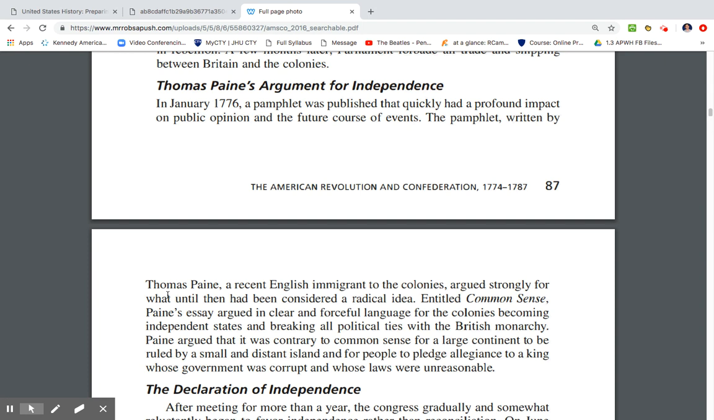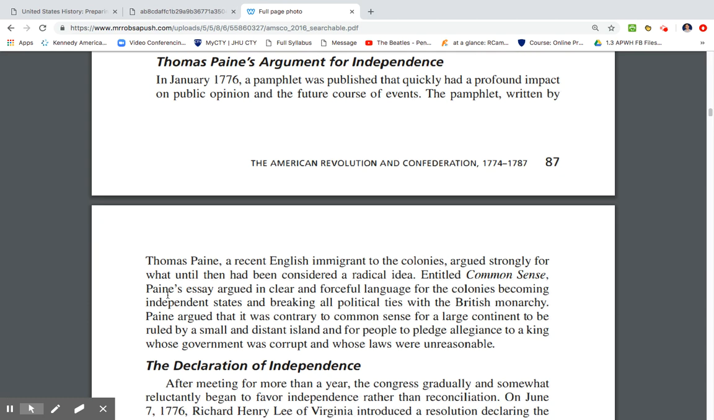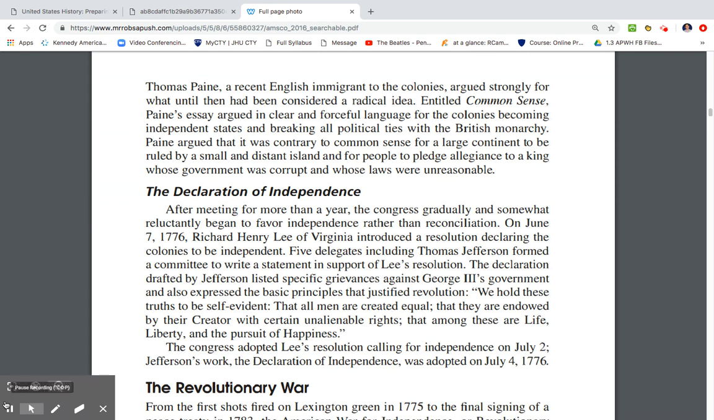So remember, there were a lot of colonies that did not necessarily want independence, but Thomas Paine's common sense argued: why is there such a small little island that's ruling over such a large land where they are so distant and far away? We need to declare our independence. So this would be the push that would push a lot of people to want independence from Great Britain.